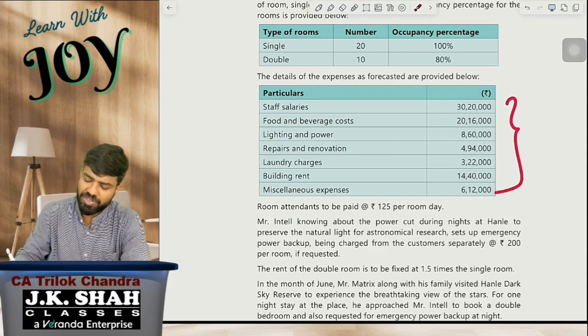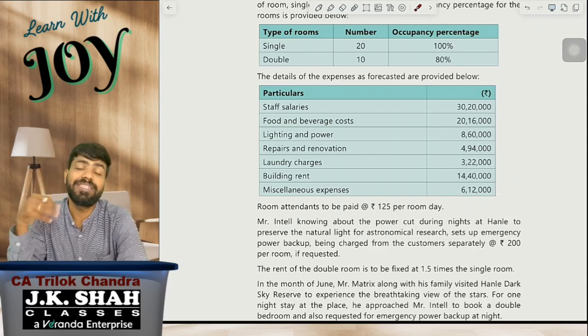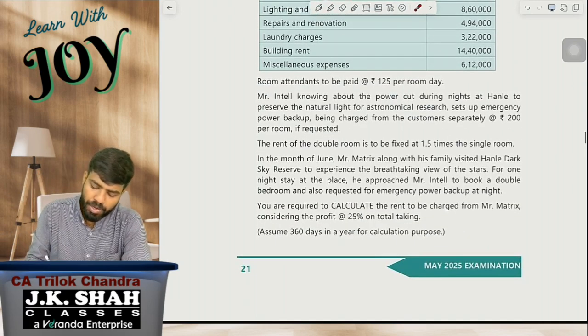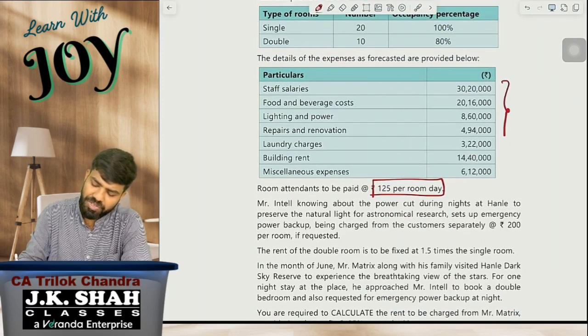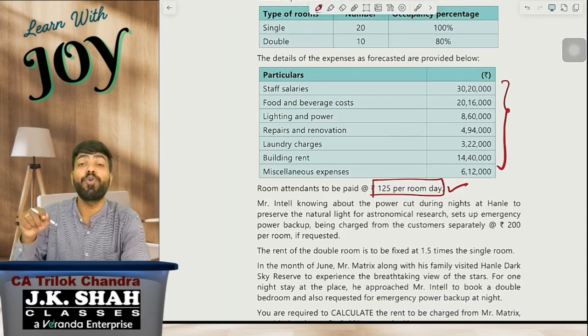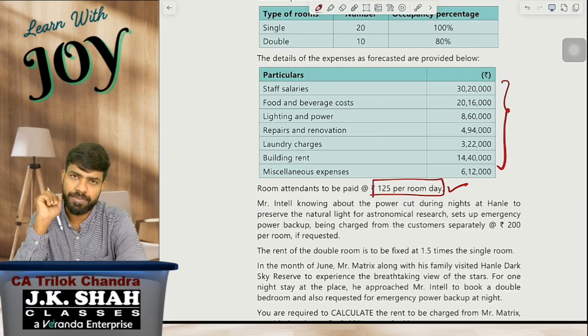And these all are the expenses forecasted, estimated. Are you understanding? Now, room attendants are paid 125 per room day. That means in addition to these cost elements, this is one of the extra costs. Room attendants are paid 125 per room day. How to calculate room day? Number of rooms into number of days.